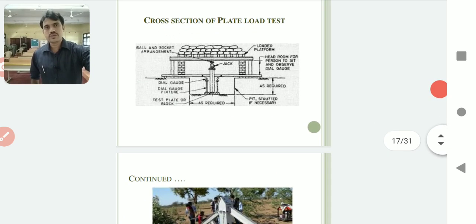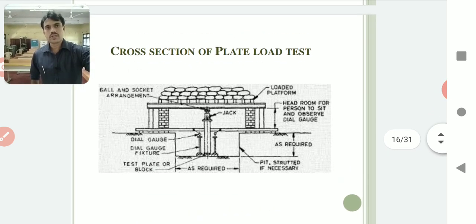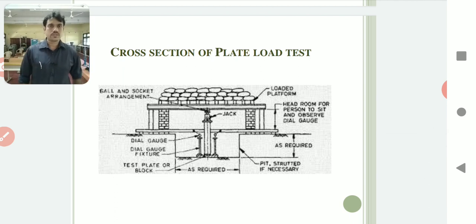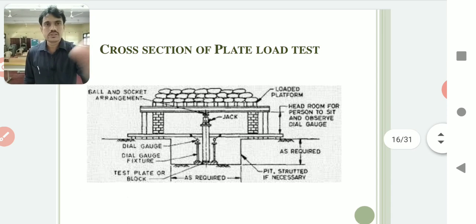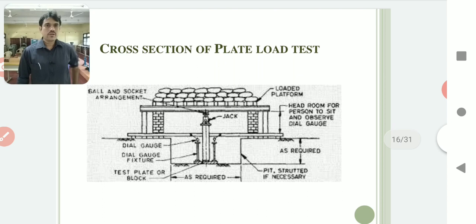Now you can observe the schematic diagram, the cross section of the plate load test. In the examination, you must write this sketch. It may carry 5 marks. Totally it will be for 10 marks, and the first sketch will be for 5 marks. I hope you can see this clearly. A beautiful arrangement is there.